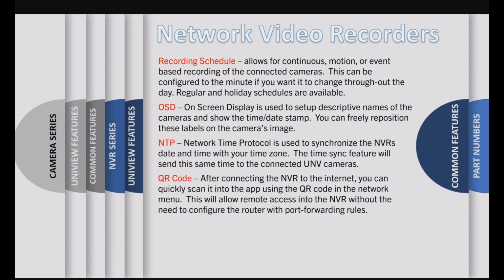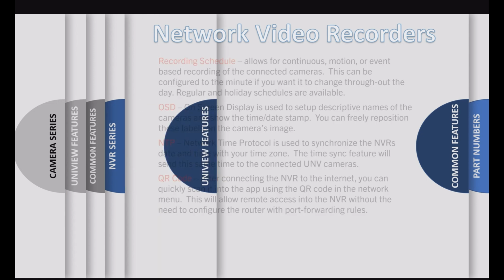So the QR code, this portion of the NVR's menu is a really time-saving feature that eliminates the need to do any port forwarding rules in your router to gain remote access and be able to see your NVR on the app. The only prerequisite is that you do need to make sure that your NVR is connected to the network and has access to the internet.